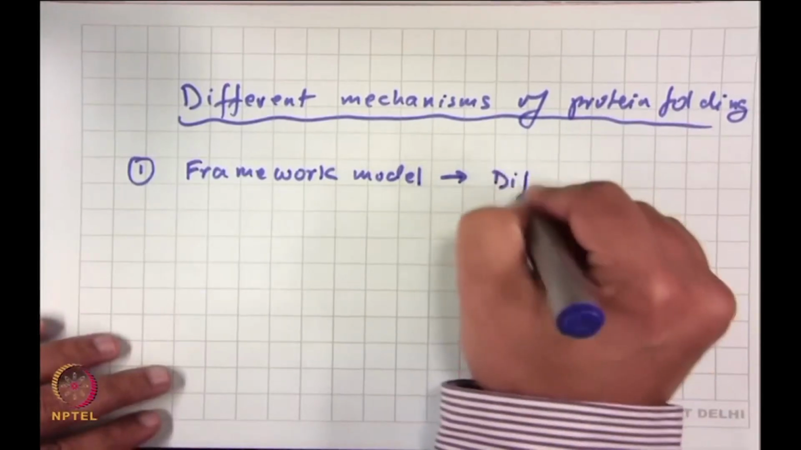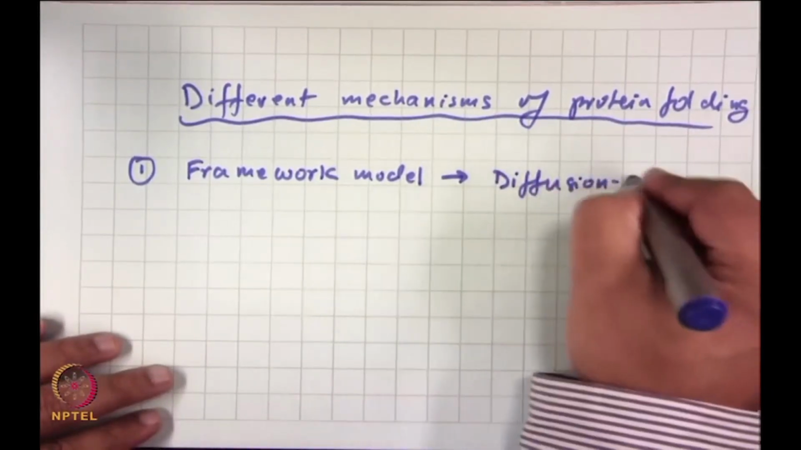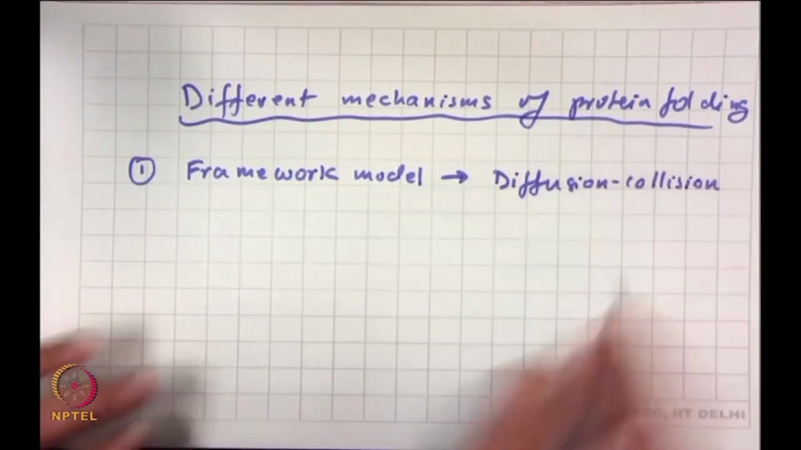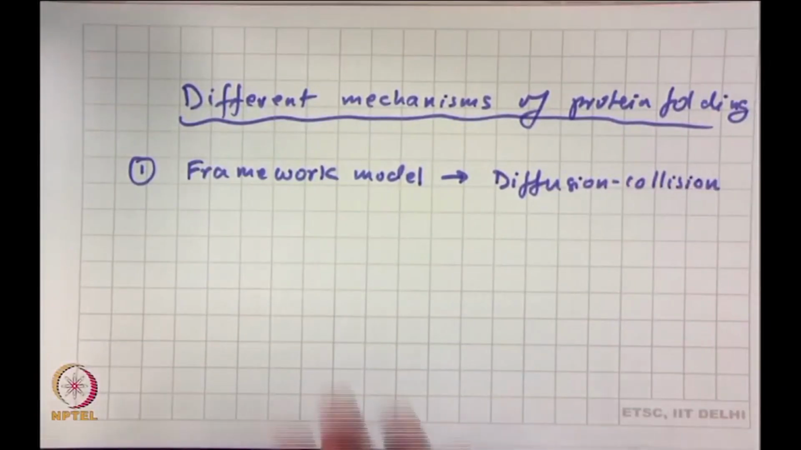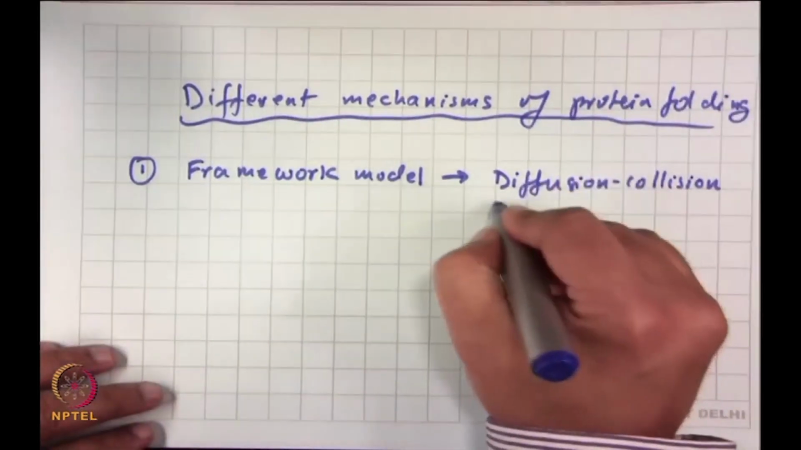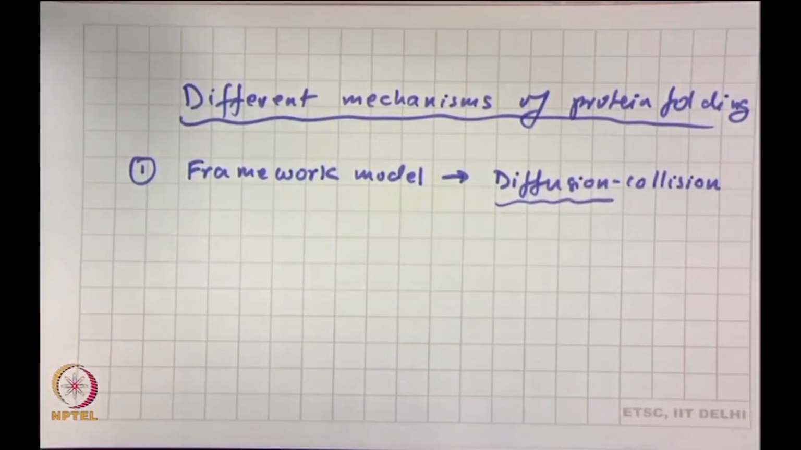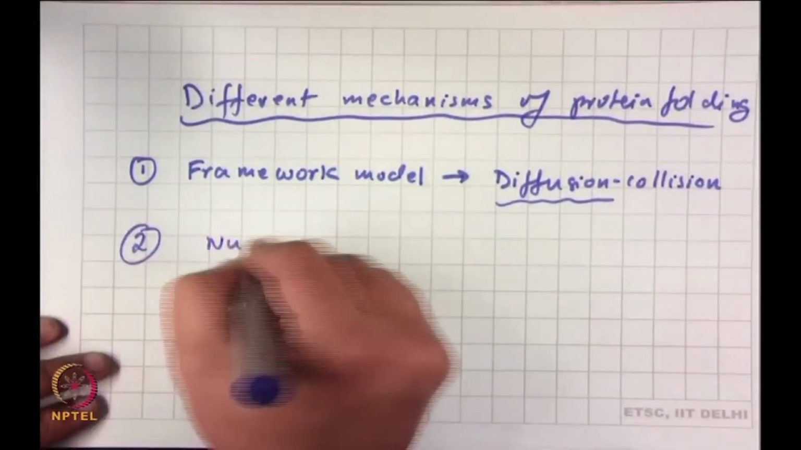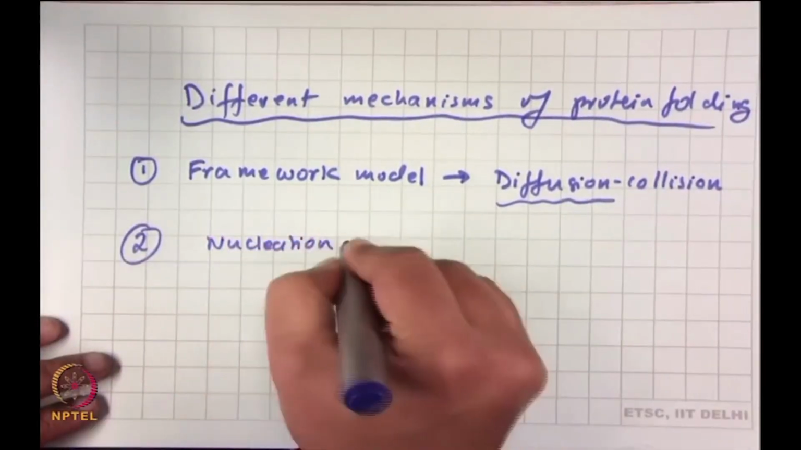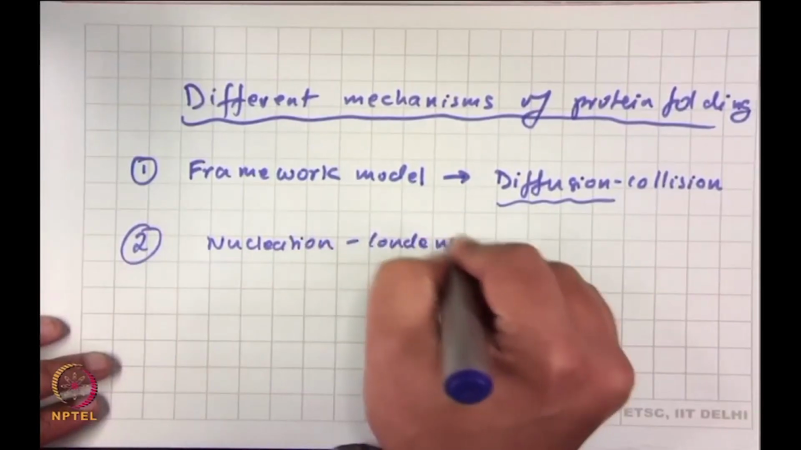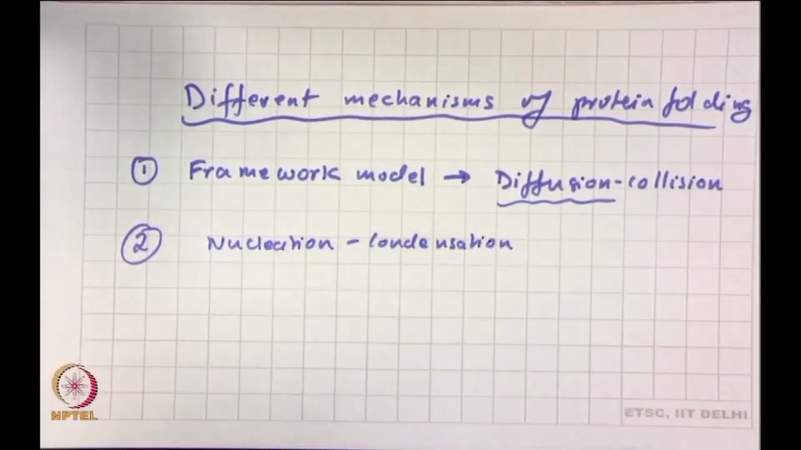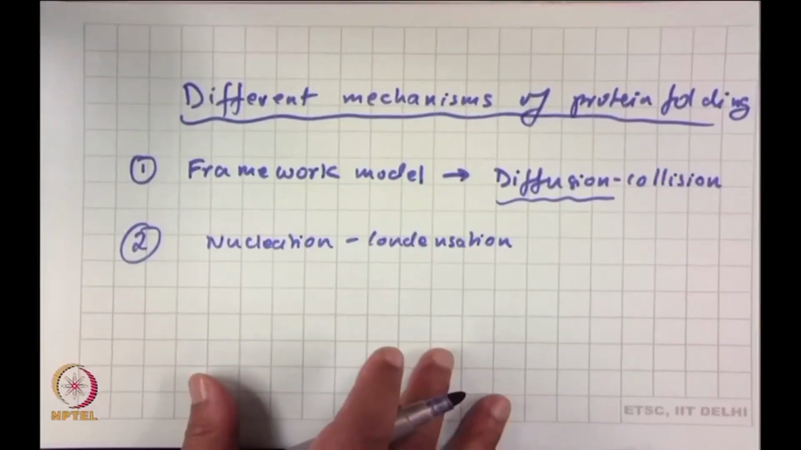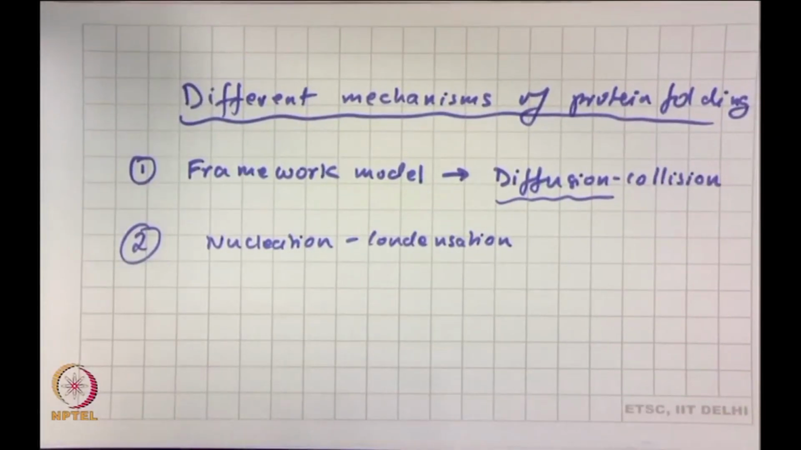So, here you had diffusion and collision of your preformed secondary structural elements. Okay. So, the major topic of our class today would be diffusion. How can we look at a process like diffusion? The second one was nucleation or nucleation condensation, where you form a certain element of the structure and that behaves as the nucleus, and then the rest of the structure forms just around it.